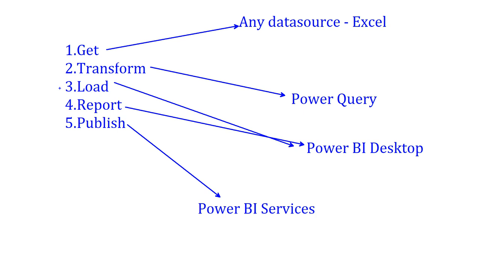Okay. So could you tell me, out of these 5 steps, where are we going to spend more time? Getting, transforming, loading, report and publish. Report, transforming. Yes. Maybe we are going to spend more time on transforming. Maybe I can say around 40% will be spent on transforming, 30% on reporting, and the other 10% each on getting, loading and publishing, maybe 15%. So we are going to spend more time on transforming.